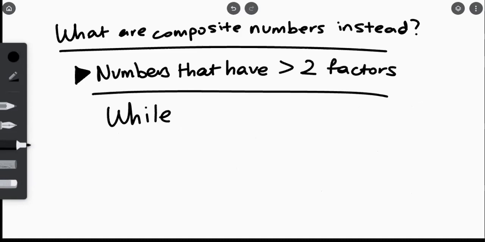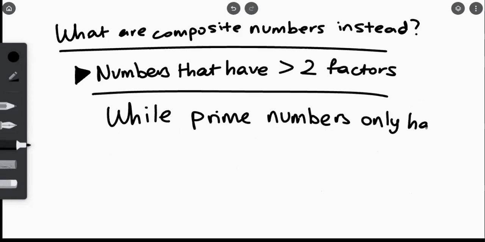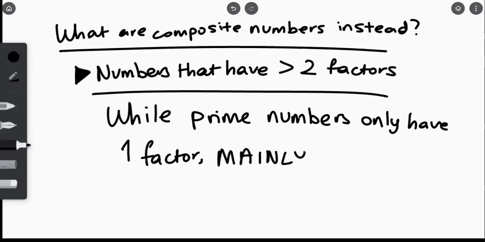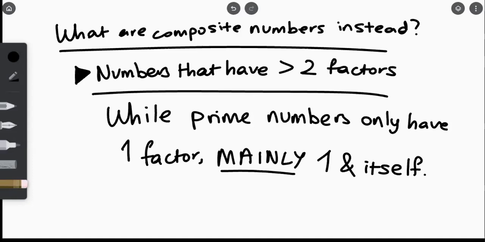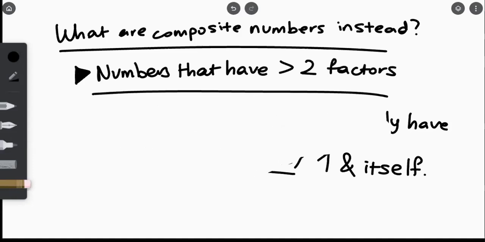while prime numbers only have one factor. Then this is for the higher order students: you'll write mainly 1 and itself. Okay, can? Yep, so it's something like that. Clear? Alright, so we are done with this already.